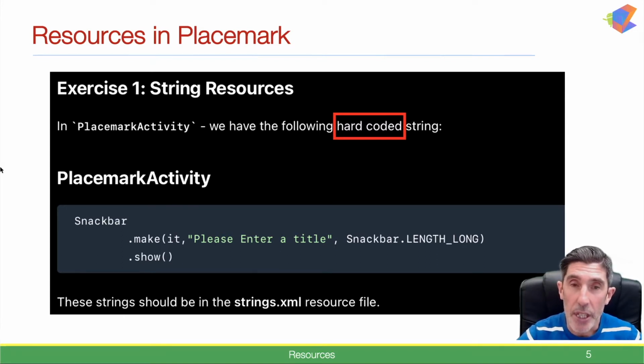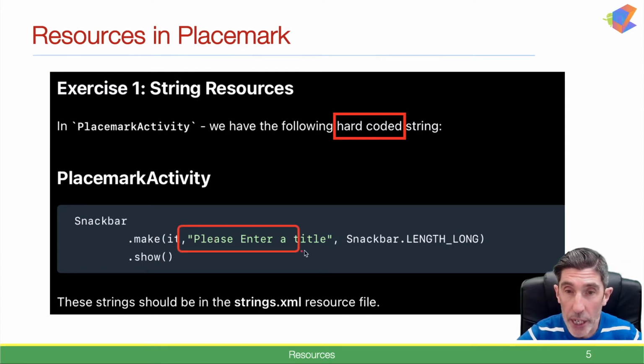It makes a lot more sense to put those in separate files, in our case separate resources, so that we only need to change them the once. One of the exercises was dealing with string resources inside our placemark. We would have hard coded in this "please enter a title". Ideally, what we should do is externalize that, put it in its own strings.xml resource file, and reference it through its ID in that particular line of code.